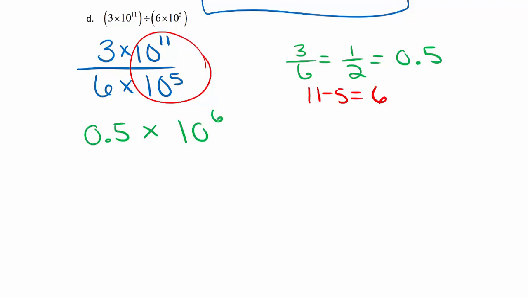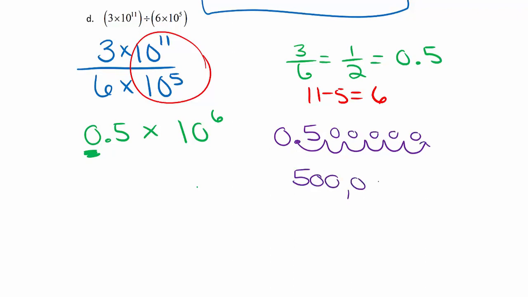Now, just like in example B, this is technically not in scientific notation because I need to have a non-zero digit in front of the decimal. So what I'm going to do is take this number and put it in standard form, and then I'll put it in scientific notation. So we've got the 0.5 times 10 to the 6. That means I have to move the decimal 6 places to the right. And so in standard form, I get 500,000.